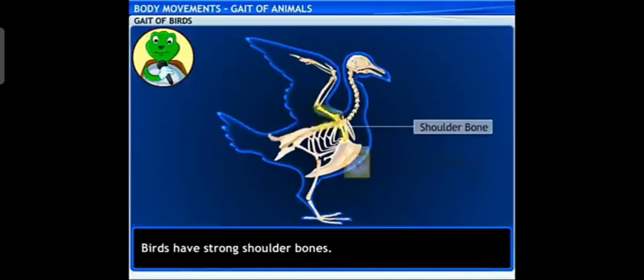And they have very strong shoulder bones. The next speciality of a bird is that it has very strong shoulder bones, so the wings have a strong capacity to fly very easily.